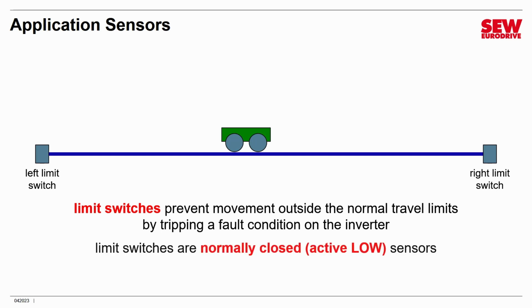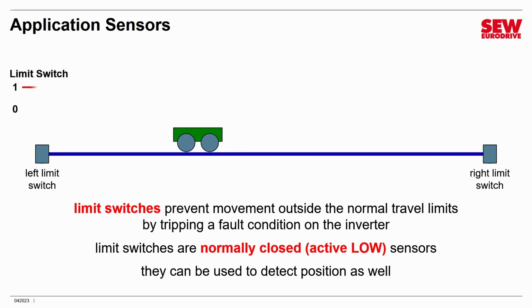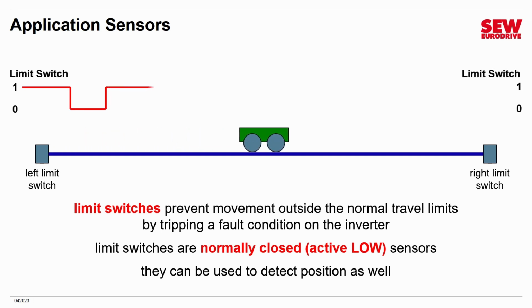inverter. They are, as you know from earlier labs we did, normally closed or active low sensors. However, they can also be used to detect position as well, because of course you know where they are, and if you tap the limit switch, you know where you are. So they are often used with the encoder to reference it. So for example, when you tap this limit switch here, you go from high to low, and then when you move off it, you go back high again. And when you go onto this one and tap it, you go from high to low, and then when you back off it, you go high again. So just by monitoring those signals, you can know where you are.